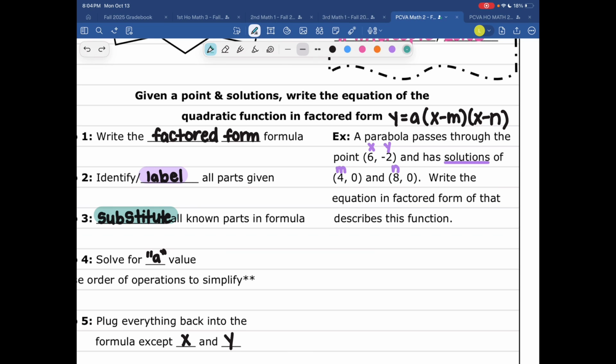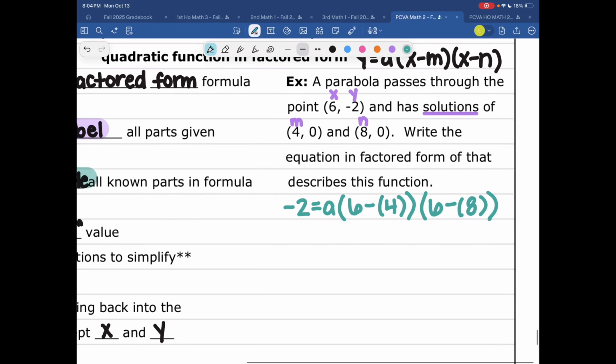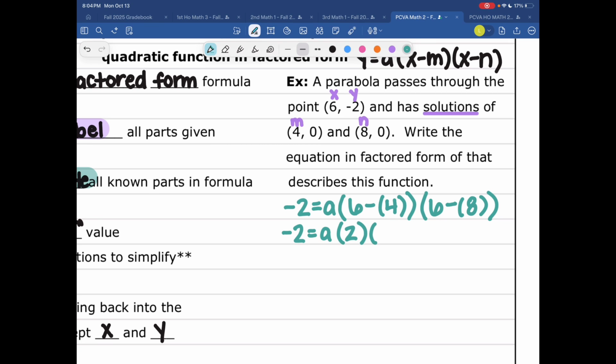So my y value is going to be negative 2. We do not know my a value. We have an x value, so my x value is 6 minus my m. My m is 4. Then we have a 6 again for the x minus my n value. And at that point, we're going to solve and simplify. So we have negative 2 equals a times (6 minus 4), that's also going to be 2. And then we have 6 minus 8, which is going to be negative 2.